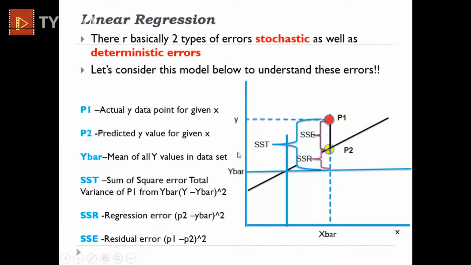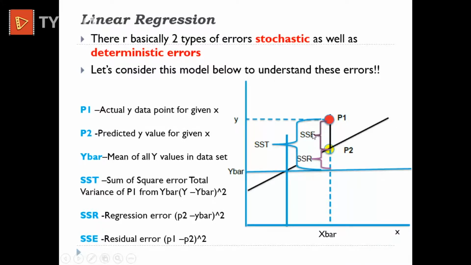So y bar here is nothing but the mean of all the y values of your data set. So the difference between the predicted y value and the y bar is nothing but the deterministic or regression errors for your data set. And this is the sum of squared total errors. So it is basically the sum of regression as well as residual errors. So, a small overview of what these errors were.